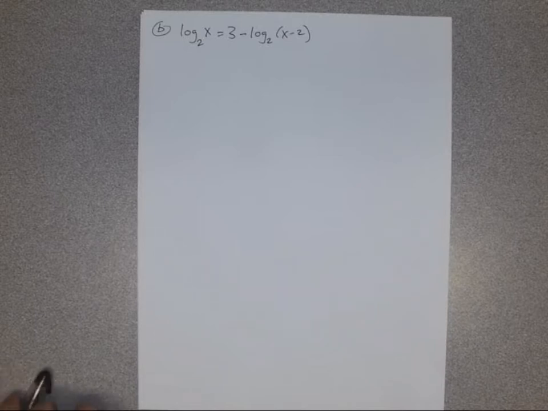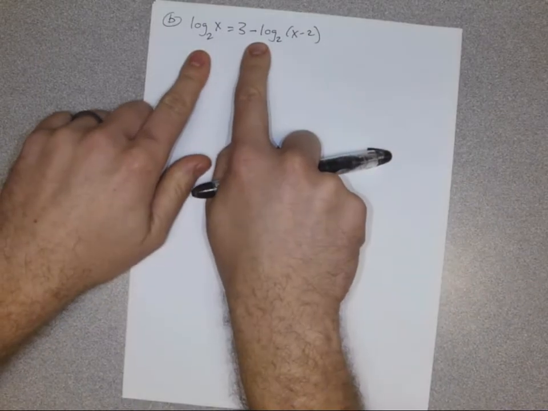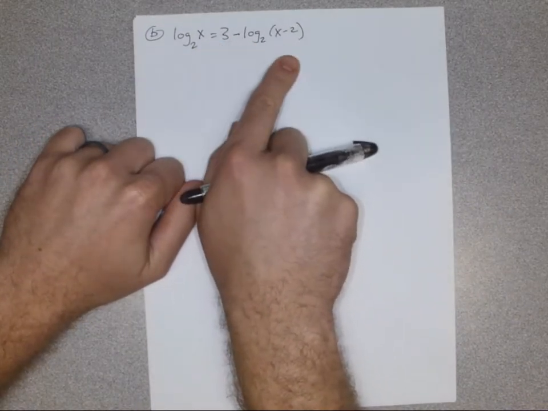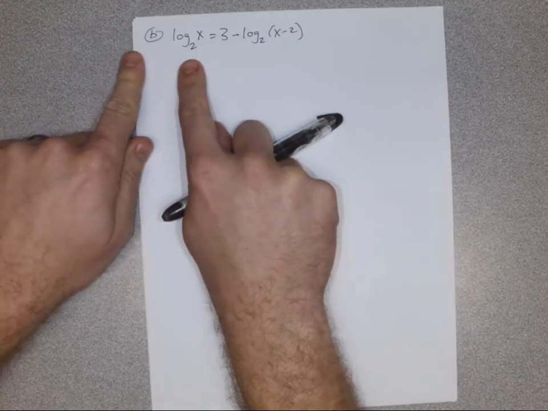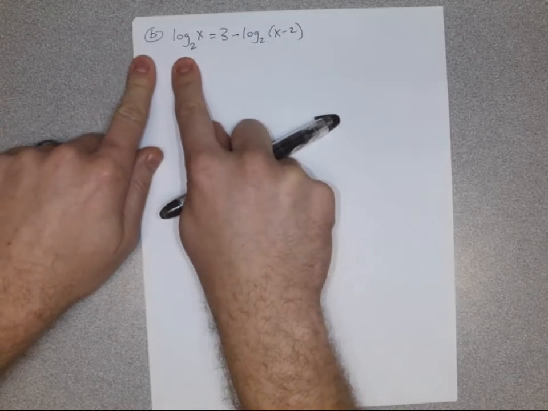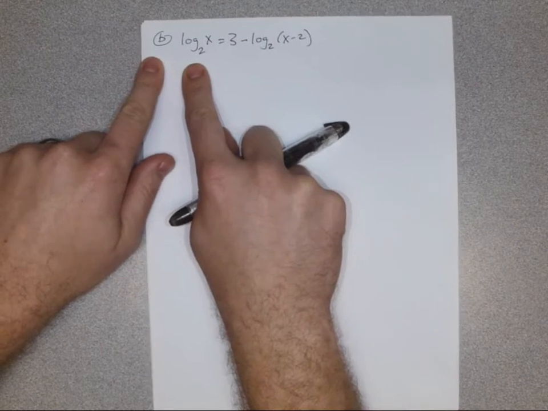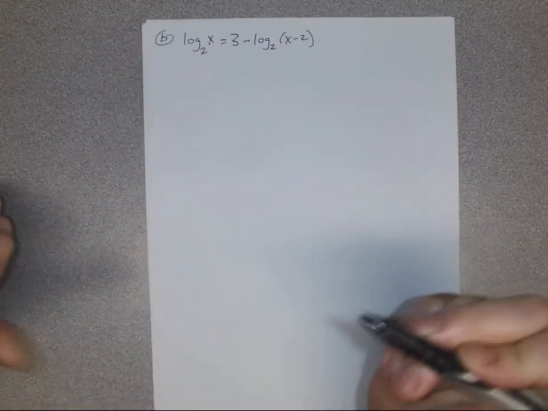What do you think about it? What if I added this negative log base 2 of x minus 2 to both sides? And now I have 2 logs on the left side with the same base. Then I can use some properties. Let's just try and see if that works.